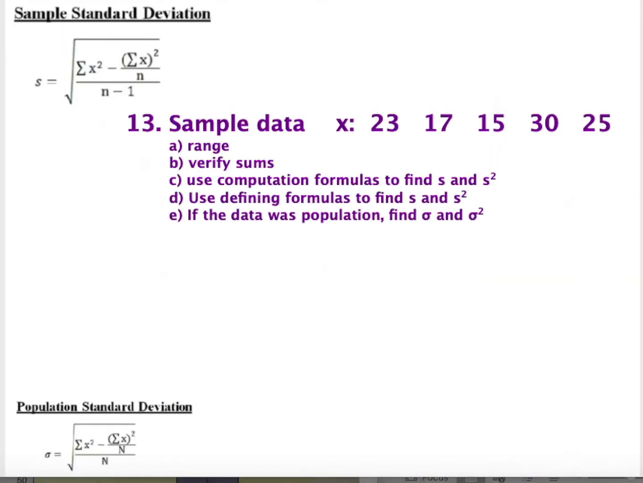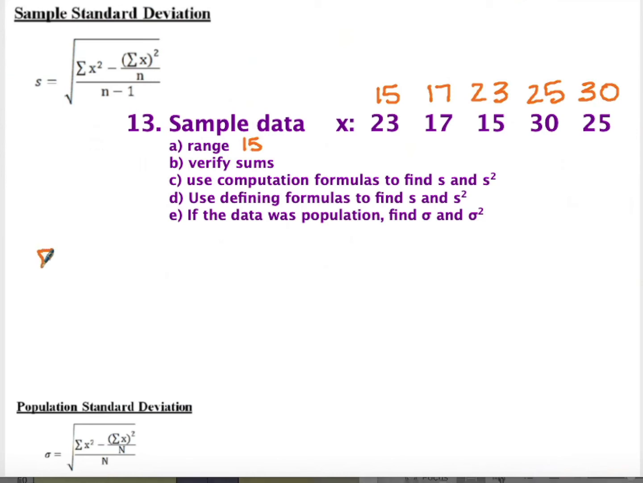And if you're still with me, would you like to do problem number 13 from your homework together? Part A says to find the range. I think I would probably just put these in order first, just to make things easier on myself. So to find the range, we take high minus low. I'm getting 15.